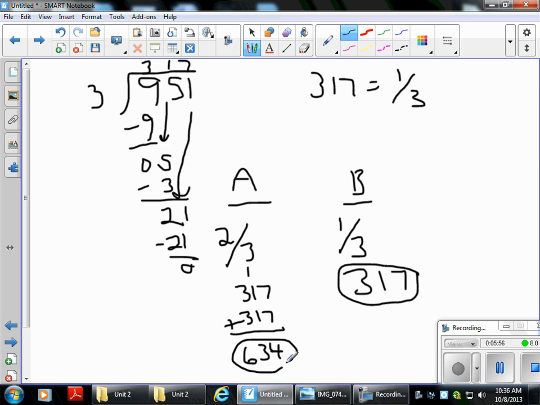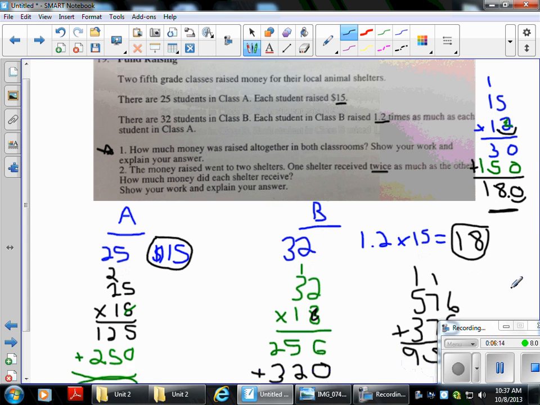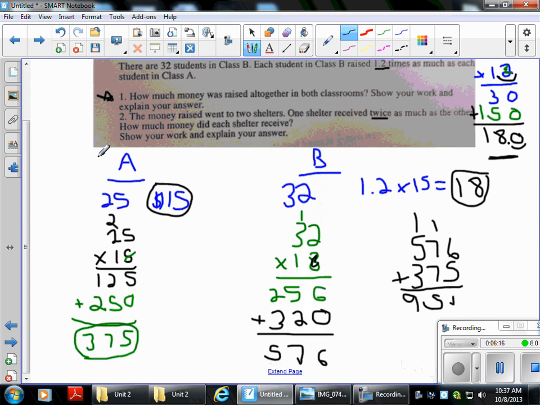So here's an answer of one shelter. Here's the answer of another. This is twice as much as this. The money raised went to 2 shelters. One shelter received twice as much as the other shelter. So that's how you would show your work, kids. Just right away, make sure you multiply this number right here times this number to get that 18. That's a very important number here. Once you receive the number that each shelter made, you have to add them together to get this 951.